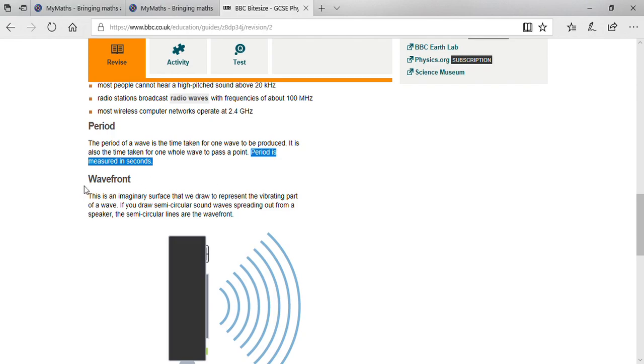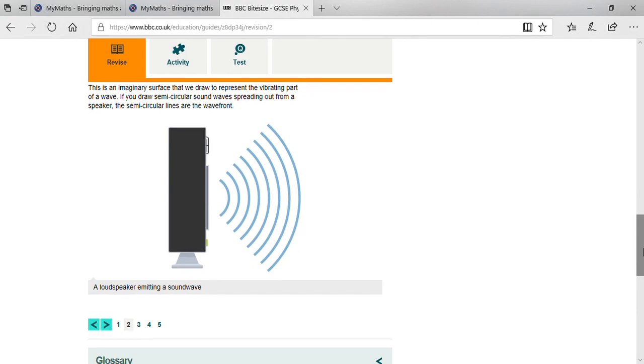Next one is your wavefront, beta. So wavefront, so that you can understand, that is a type of imaginary surface that we can draw to represent the vibrating part of the wave. That means it is an imaginary surface which we draw just to represent the vibrating part of a wave. If you draw semicircular sound waves spreading out from a speaker, then the semicircular lines are known as wavefronts.